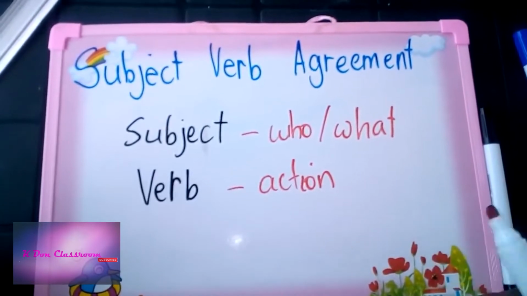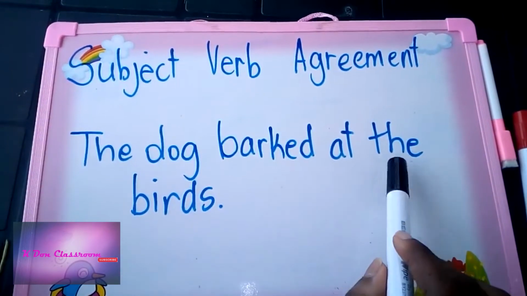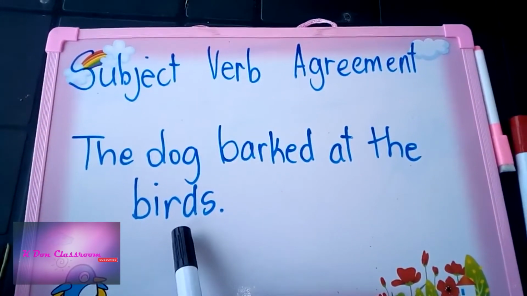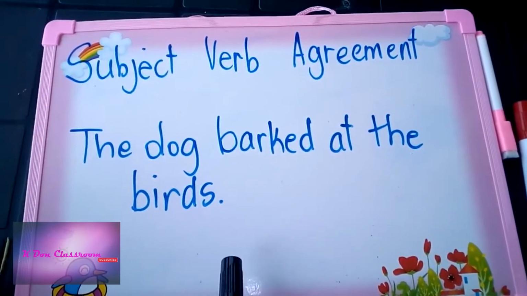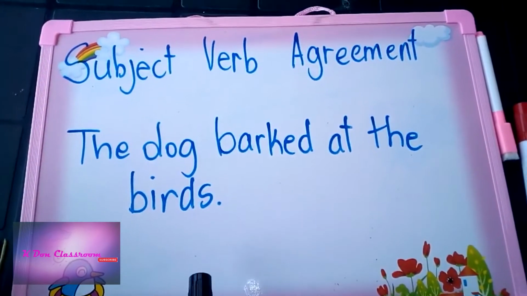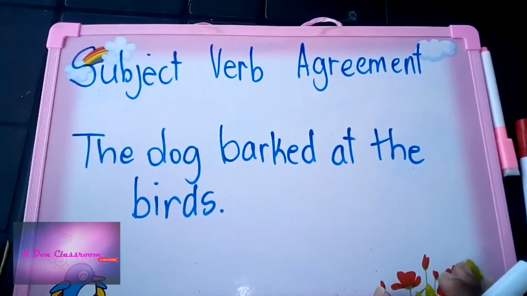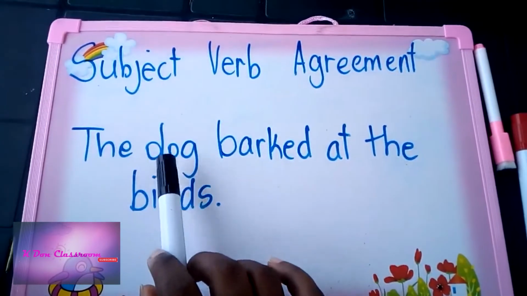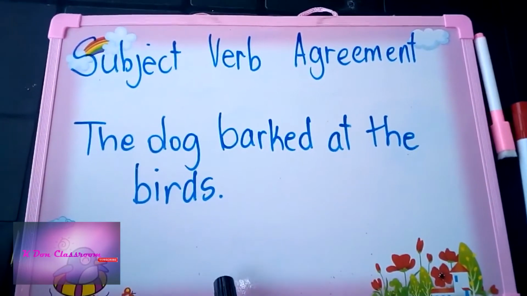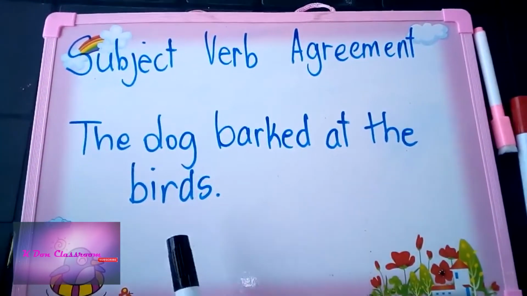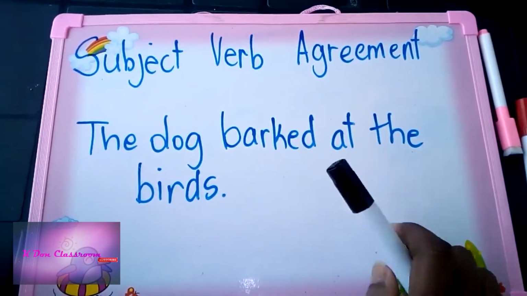So take for example this sentence: the dog barked at the birds. Okay, now remember we said that the subject is who or what the sentence is talking about, and the verb tells us what is being done by the subject. So let us look at this sentence. Who or what is this sentence talking about? Good. The dog, we can see the dog is there, and we also see the birds. But what action is being done and who is doing the action?